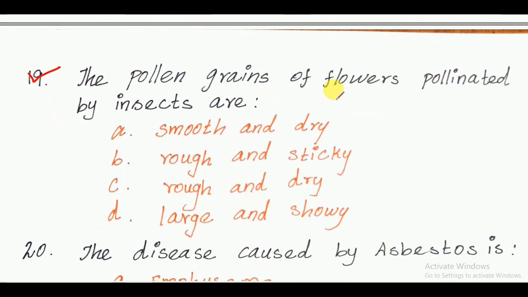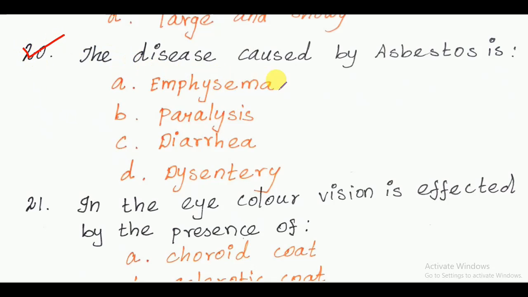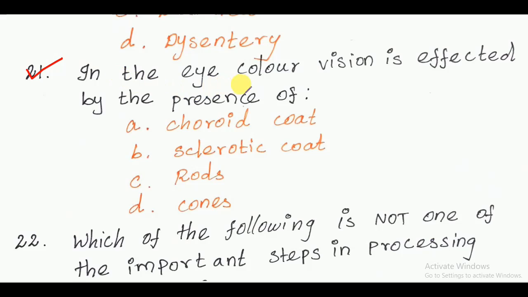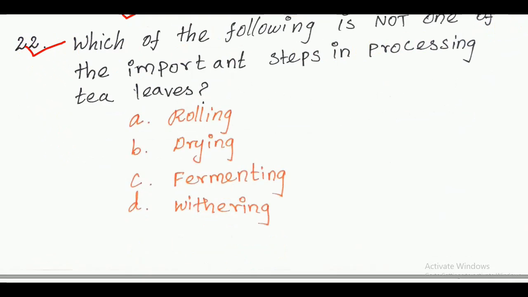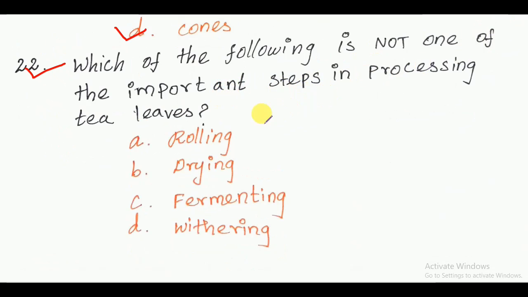Next, 19th question. The pollen grains of flowers pollinated by insects are rough and sticky. Next, 20th question. The disease caused by asbestos is asbestosis. Next. In the eye, color vision is affected by the presence of cones. Next, 22nd. Which of the following is not one of the important steps in processing tea leaves? The answer is fermenting.